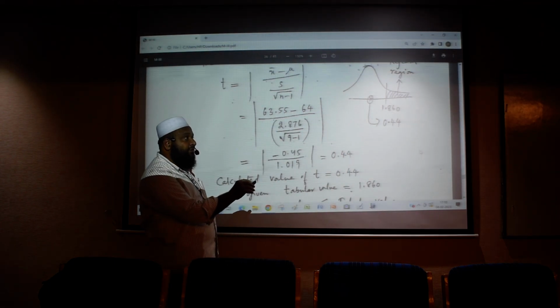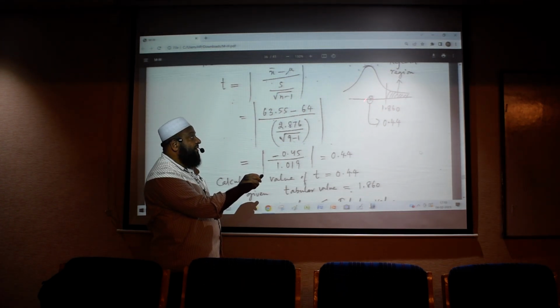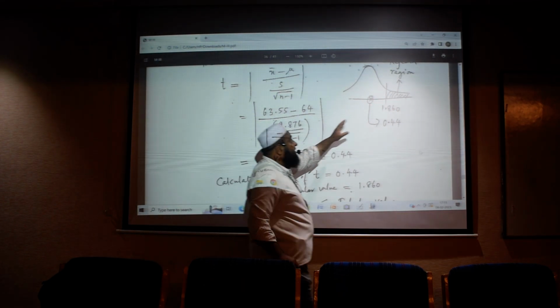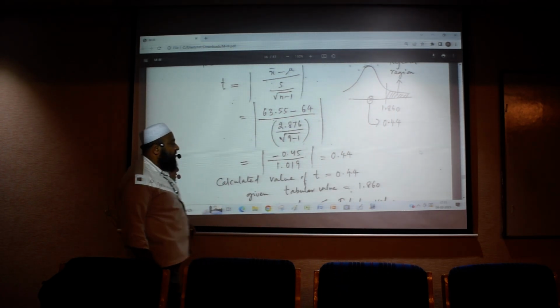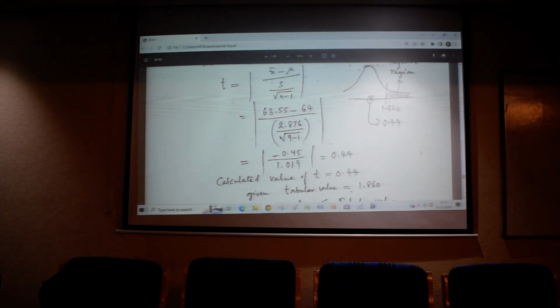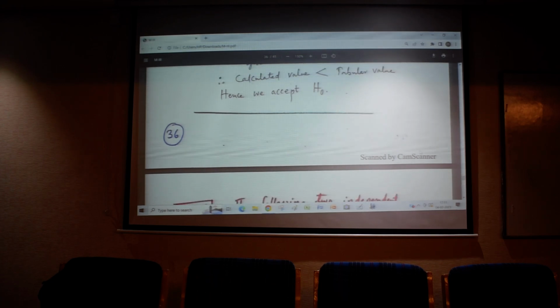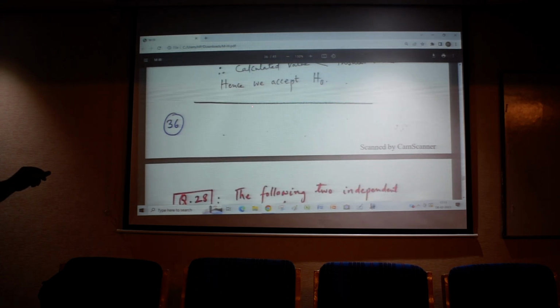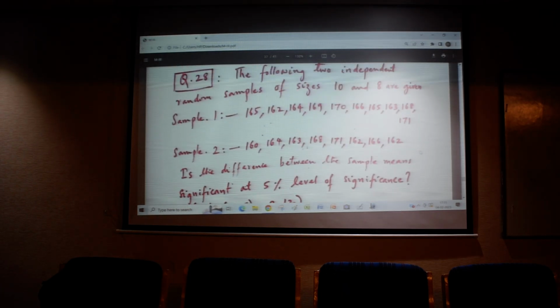So what is the tabular value now? See, tabular value is 1.860. Calculated value is 0.44. It is less than the tabular value. Therefore we accept H0. Means the difference is not significant. So shall I conclude here? Hence we accept H0. When we accept H0, don't say we are rejecting H1. No need. Okay, very good.